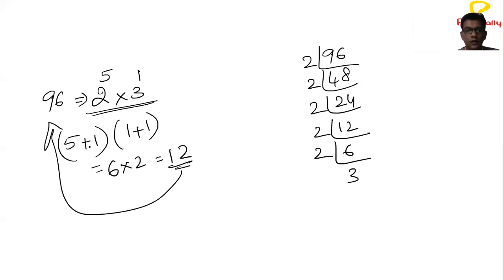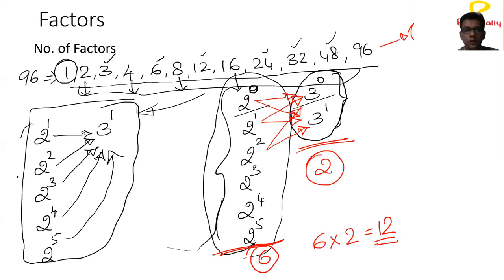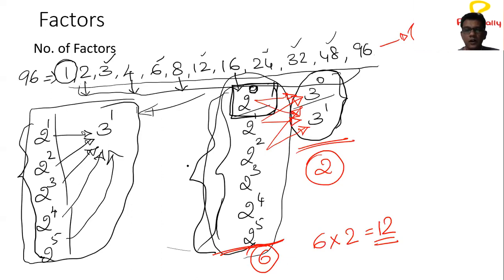Now, do you know why I am adding this 1? Do you see how many powers of 2 were there with you? 5 powers of 2, 2 power 1 to 2 power 5. But how did it become 6? Because what did you add? 2 power 0. You added a 2 power 0, correct? That's why these 5 powers of 2 became 6. How many powers of 3 did you have in your hand? Only 1 power of 3. But how many did it become? 2. Why? Because you added 3 power 0.